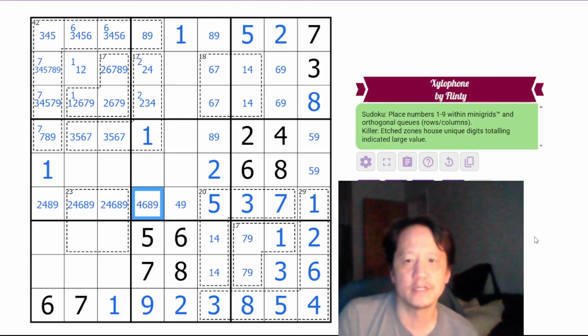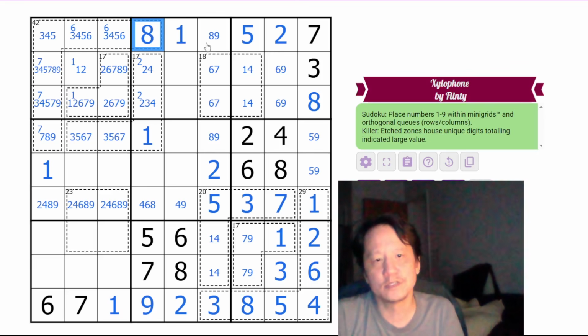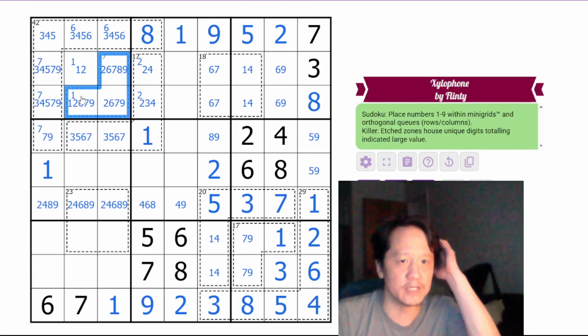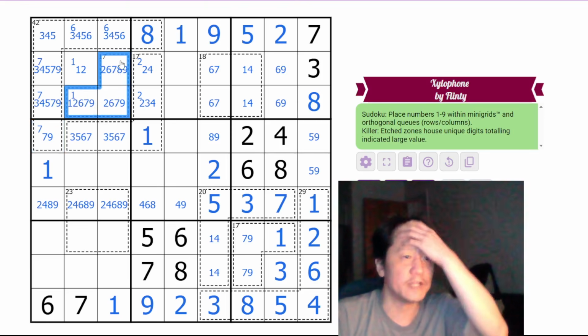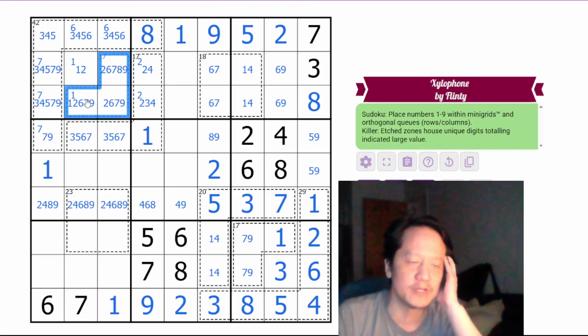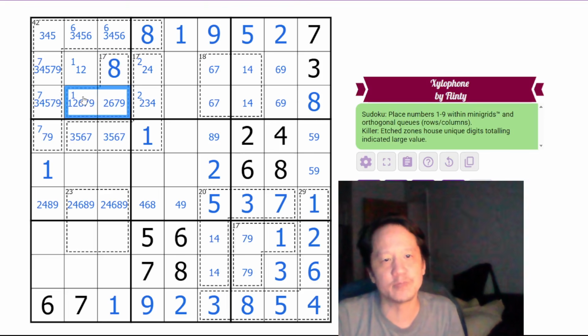Nine eliminates 9 here and 9 here. So this is 8. So we have 8 here. This is 9 here. 8 cannot appear in the rest of this cage. So 8 has to be in this 17 cage. And you cannot have 1, 8, and 8 add up to 17 because that would be repeats. So 8 has to be here, and it must be with 2.